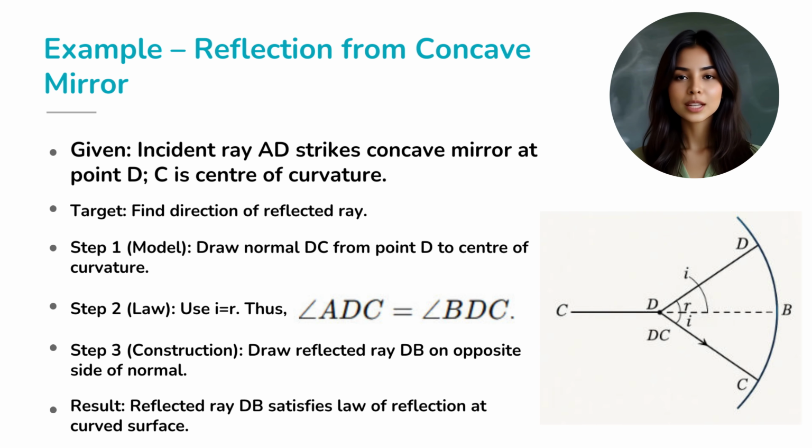Let's test this with an example. Suppose a ray AD hits a concave mirror at point D with C as the center of curvature. How do we find the reflected ray? Step 1. Draw the normal DC by joining D to C. Step 2. Apply law of reflection. Angle ADC equals angle BDC. Step 3. Draw reflected ray DB on the other side of the normal. And there you go. Reflected ray DB is found and the law I equals R is satisfied. The trick is simple, always use the center of curvature for the normal.